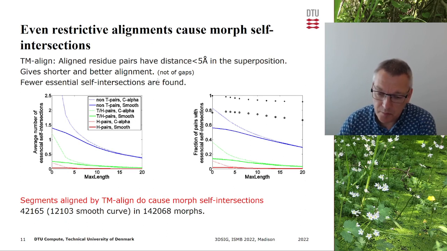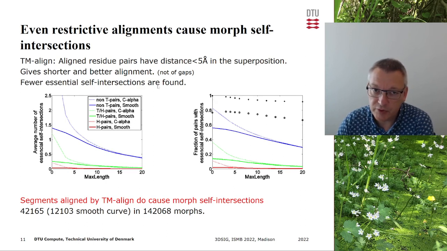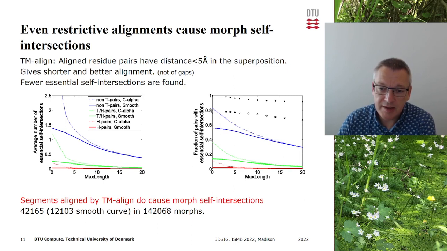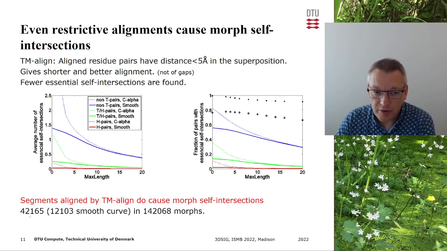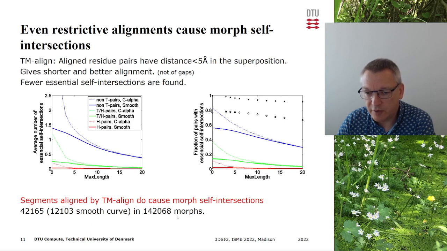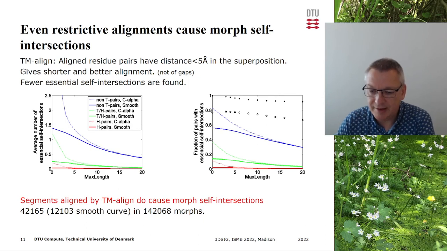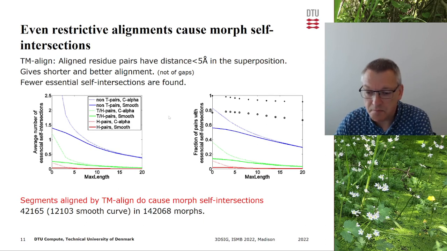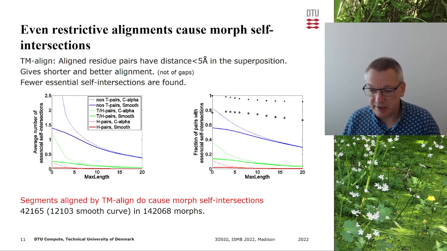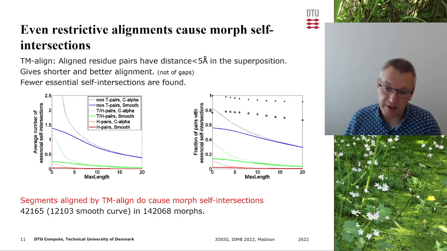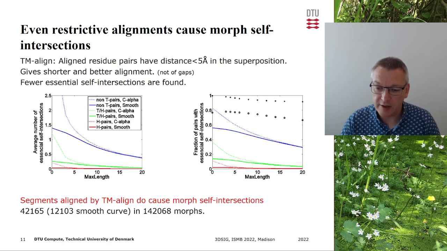Therefore, it aligns much shorter parts of the structures than the global RMSD alignment, and fewer self-intersections are found, but there are still more than 40,000 self-intersections in the aligned parts of these alignments in 140,000 morphs. So it's relatively likely that in most alignment programs you would find self-intersecting sections taking place, morphing from the one aligned structure into the other one.